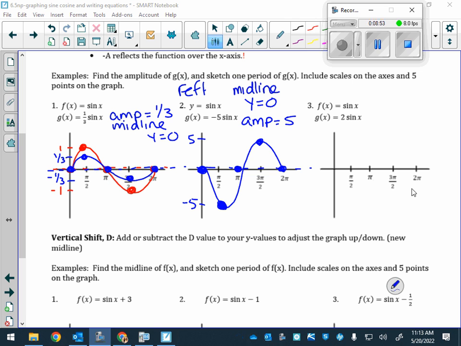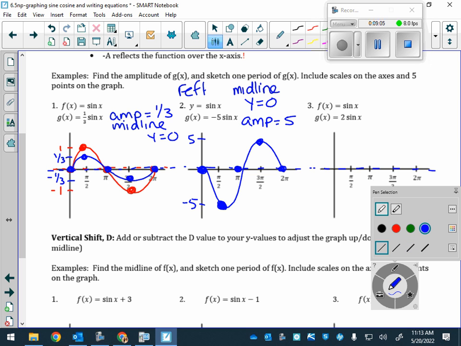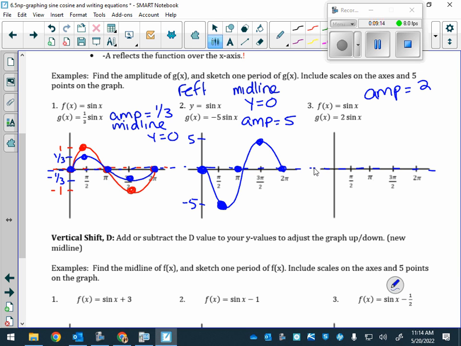Excellent. Good job. Try number 3. So, for number 3, what is my midline? 0, right? Our midline is still 0. What is my amplitude now? John? 2. So, knowing that, what would be the highest y value? 2. The lowest? -2. Excellent. So, where am I starting? 0, pi over 2, where will I go? Pi, 3 pi over 2, and 2 pi. Excellent. Good job.